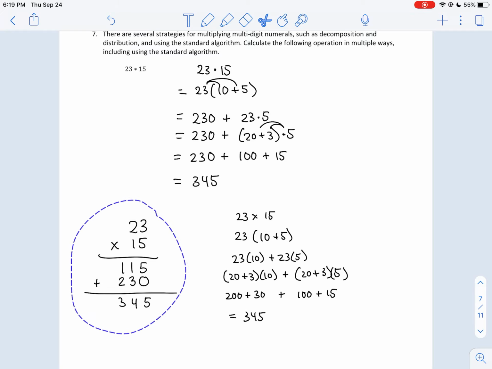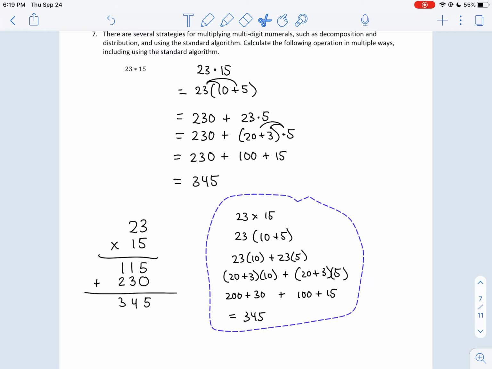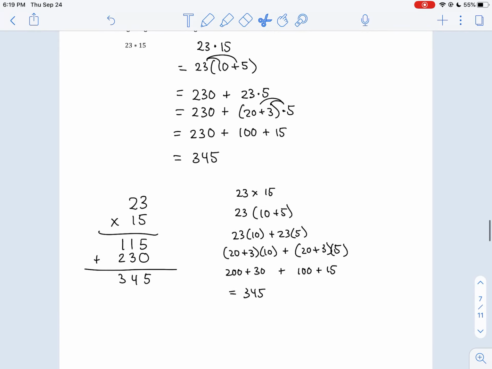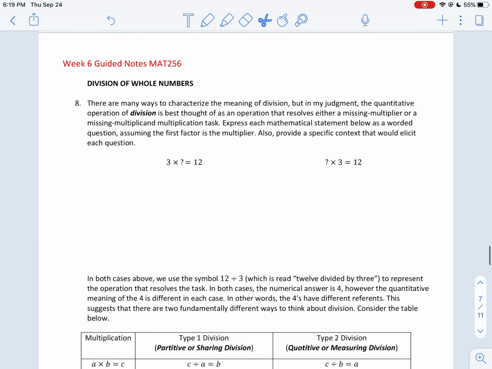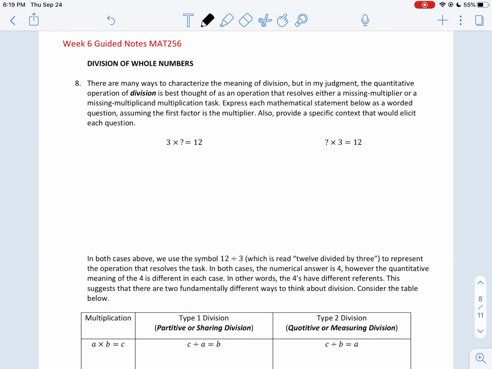So really, when you're doing this algorithm, you're doing a whole bunch of distributing and decomposing and putting pieces back together to reconstruct an answer. That's how the algorithm was born. Okay, let's move on to the next item, division.